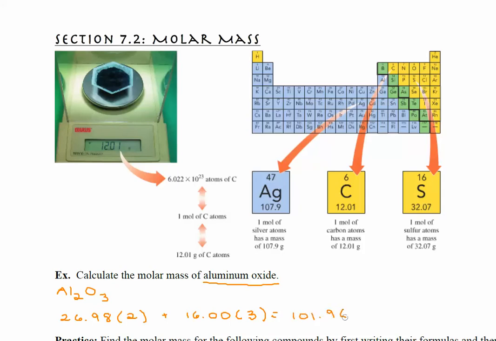Now, the units for mass are grams, but this is molar mass. This isn't just mass. So what this is telling us is that aluminum oxide has a mass of 101.96 grams for every 1 mole of molecules. Okay? So the units for molar mass are grams per mole, because it's telling you the mass, grams, for every 1 mole of that compound. All right? So really nice, not too bad. You get to use your periodic table to do it.